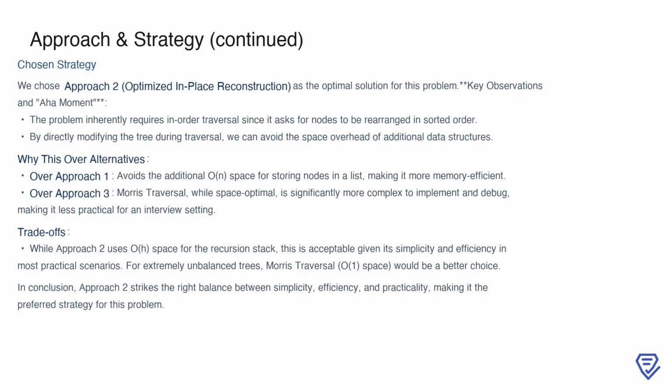While Morris traversal offers even better space efficiency with O(1) complexity, its added implementation complexity makes it less suitable, particularly in scenarios like interviews where simplicity and clarity are critical. The in-place reconstruction strikes the right balance between simplicity and efficiency, using O(h) space for the recursion stack, which is acceptable in most practical cases. For extremely unbalanced trees, where h approaches n, Morris traversal might be a better choice. However, for the majority of use cases, this in-place method is the most balanced and effective strategy.